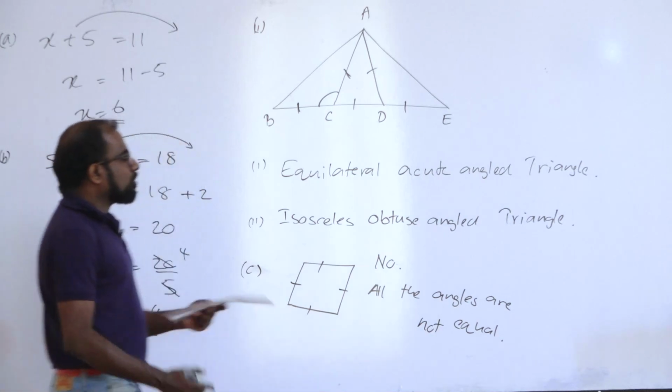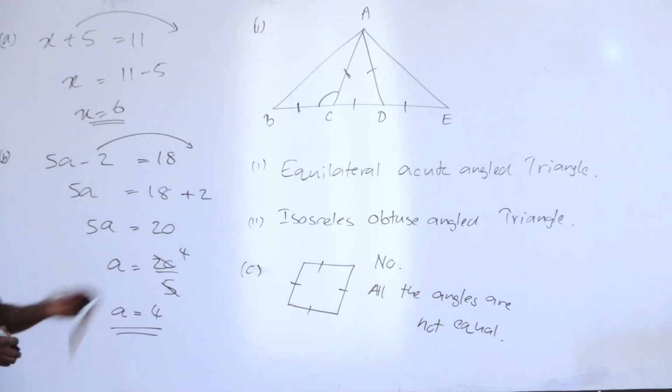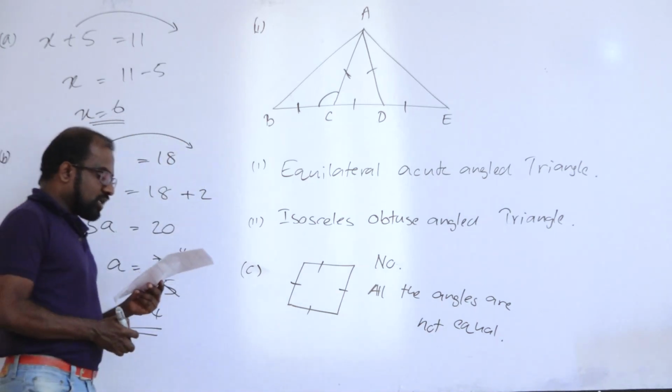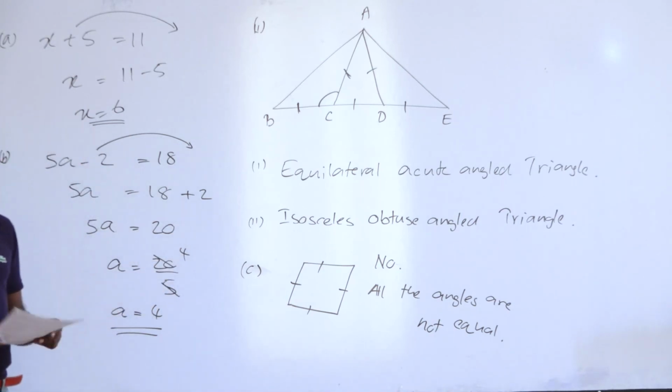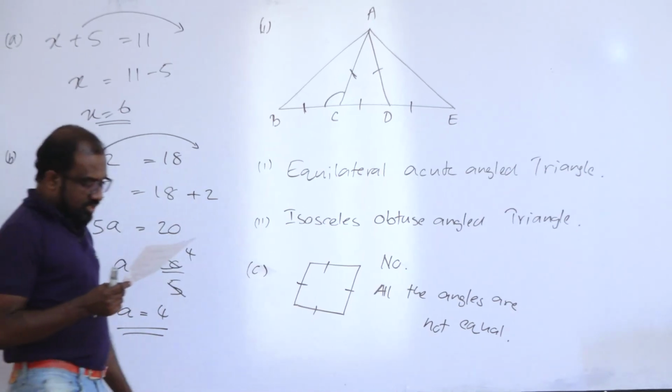The sides are all equal, but the angles are not all equal. Therefore, a rhombus is not a regular polygon. Check your answers, children.